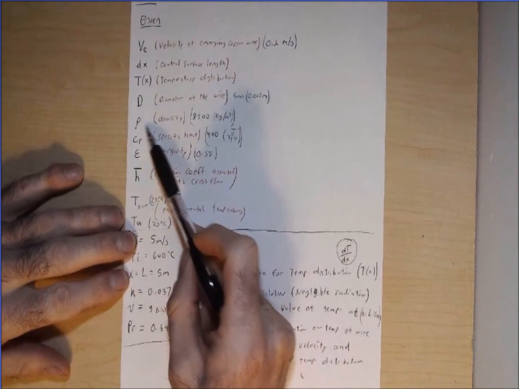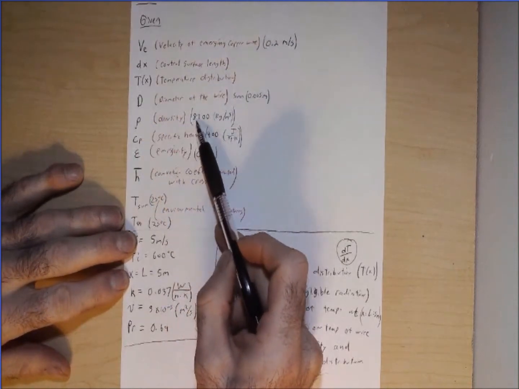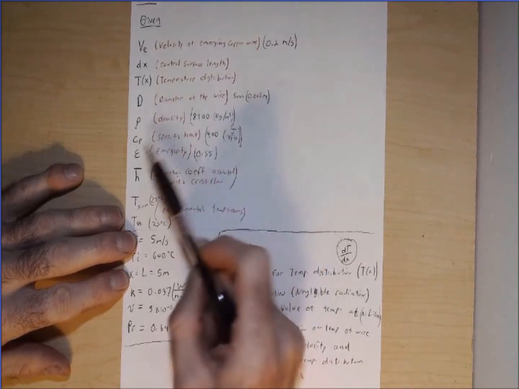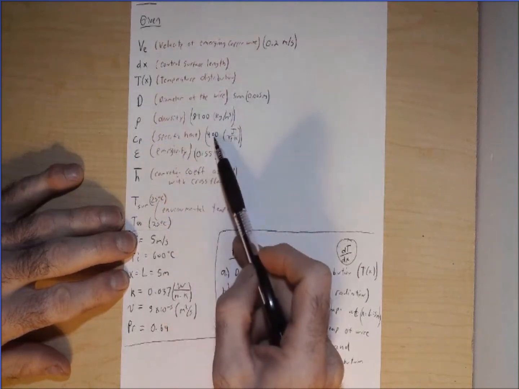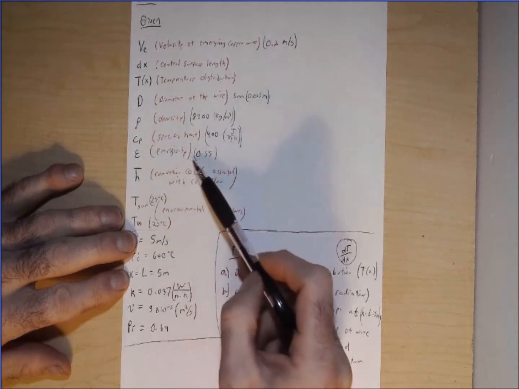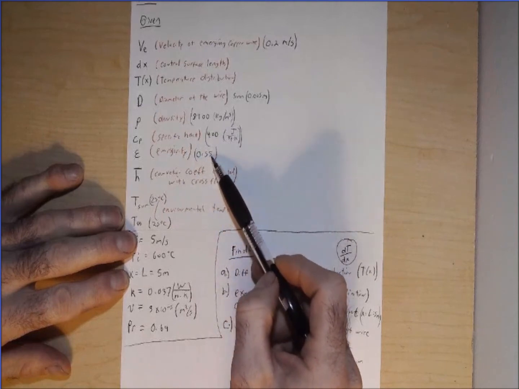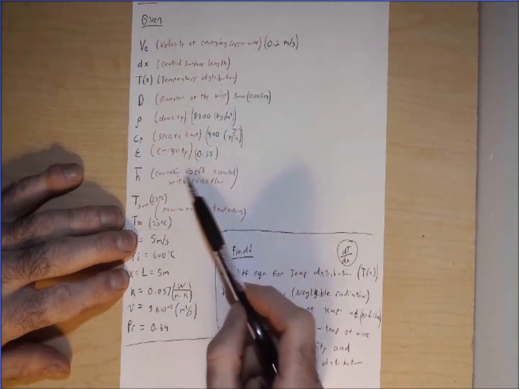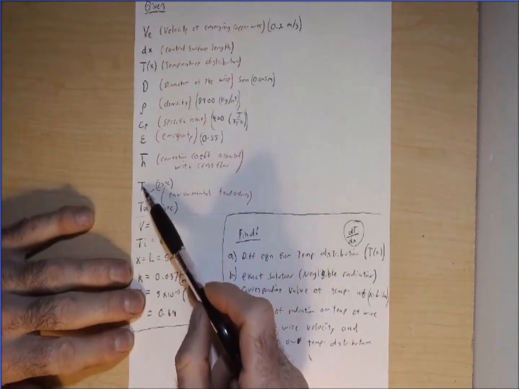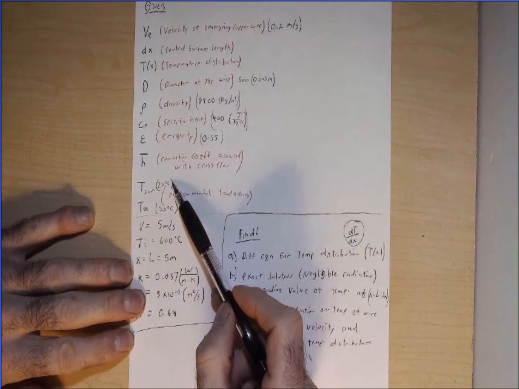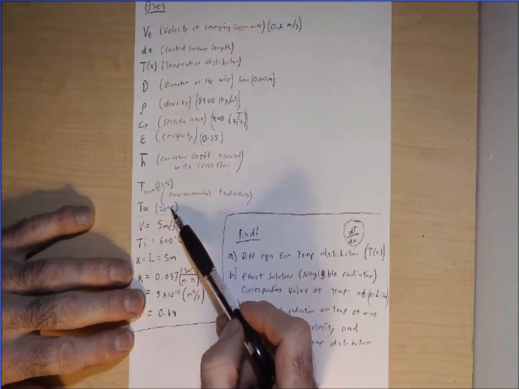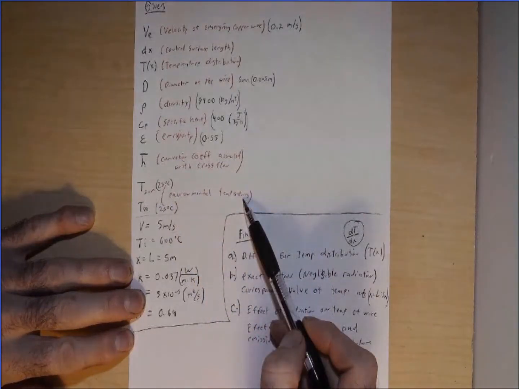They give us our rho, which is our density, with a value of 8,900 kilograms per meter cubed. They tell us our specific heat, C sub P, is 400 joules per kilogram times Kelvin, and our emissivity, epsilon, is given to us as 0.55. They tell us our H bar, or our convection coefficient associated with the cross flow, and they also tell us the temperature of the surrounding area is 25 degrees Celsius, and our T sub infinity, our ambient temperature, is 25 degrees Celsius as well, and these are our environmental temperatures.